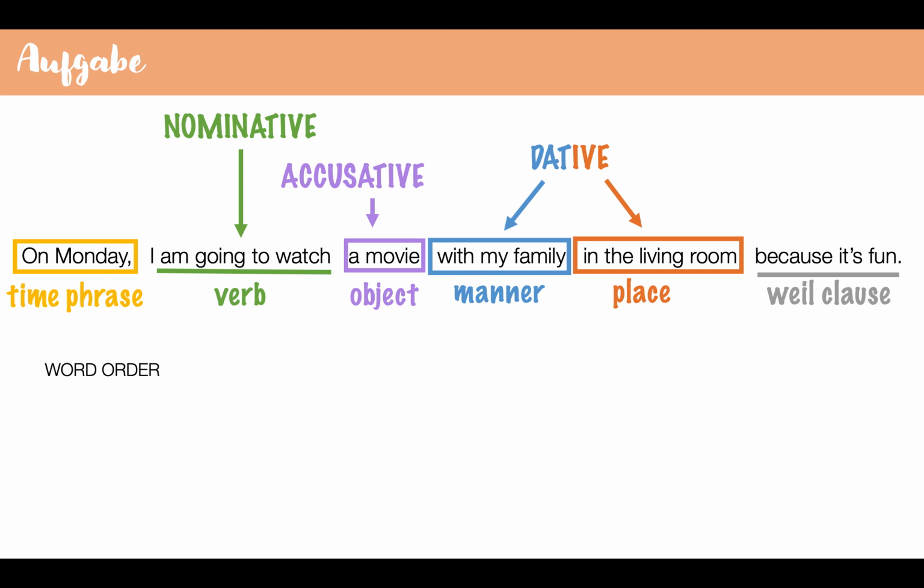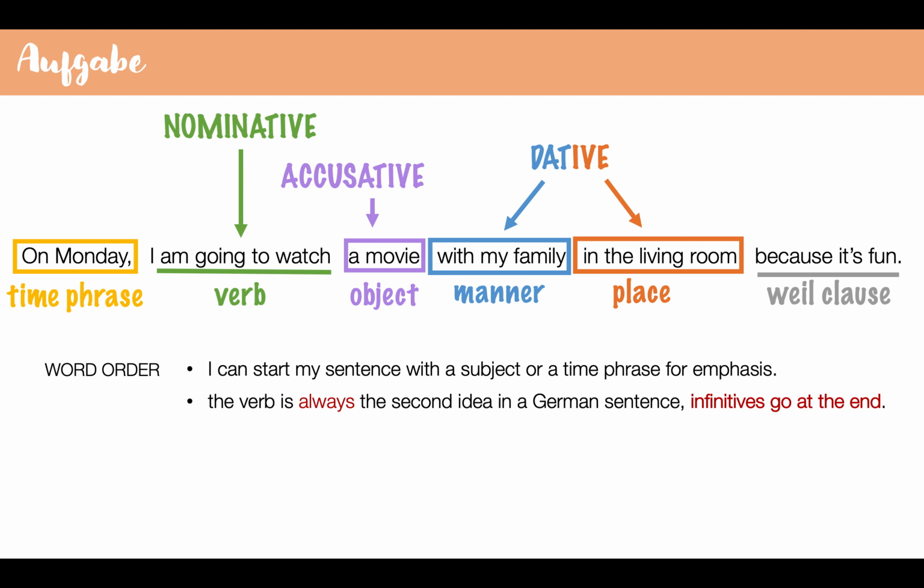Okay, so word order rules. I can start my sentence with a subject or a time phrase for emphasis. So both are possible. But the verb is always, that's why it's in red, the second idea in a German sentence. And infinitives go at the end of a clause. Remember that. Especially since for my future, I am using a conjugated auxiliary and an unconjugated, so infinitive, verb. So my verb will go in the infinitive. The werden part is going to go just after my subject, and my infinitive will go at the end of the clause.